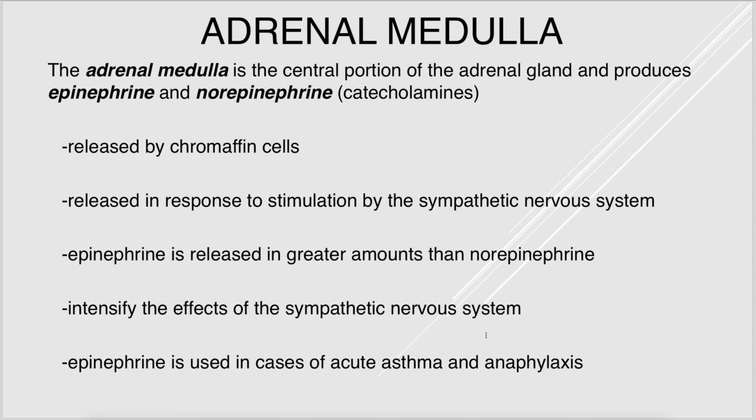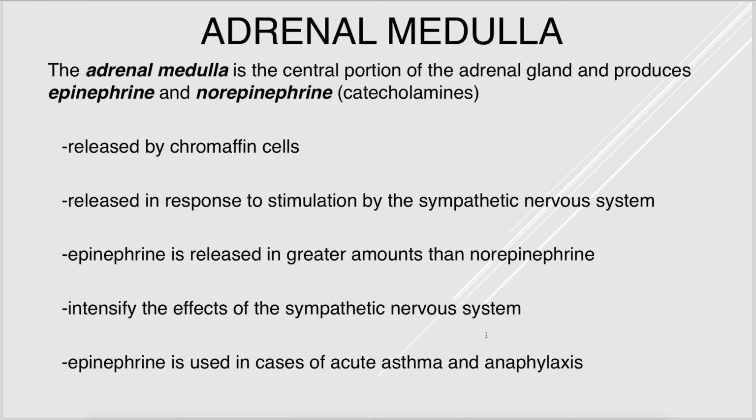The adrenal medulla is the central portion of the adrenal gland, and it's going to produce epinephrine and norepinephrine. They're hormones and neurotransmitters, interesting catecholamine molecules. They're released in response to stimulation by the sympathetic nervous system, which sends nerves right to the adrenal medulla. That's why it's so fast when you get scared. The effects are immediate. Epinephrine is released in greater amounts than norepinephrine, something like an 85 to 15 ratio, I don't really remember. Basically, they enhance or intensify the effects of the sympathetic nervous system.